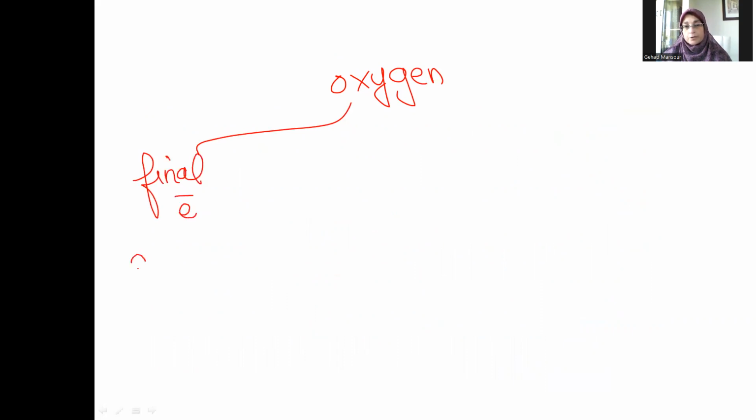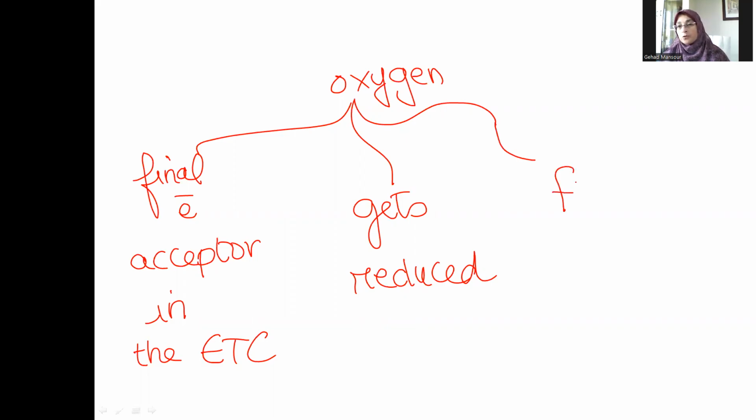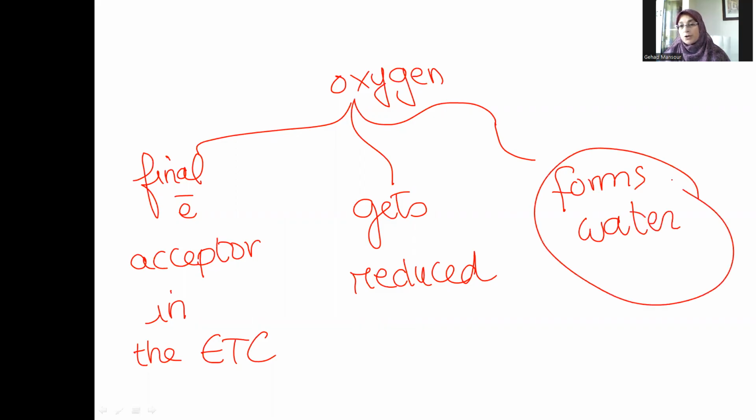So again, to summarize, okay? Here we have oxygen. Oxygen is the final electron acceptor in the electron transfer chain. Oxygen gets reduced at the end of the electron transport chain, and oxygen reacts with hydrogen to form water. So the water that is formed is nothing but reduced oxygen, okay?